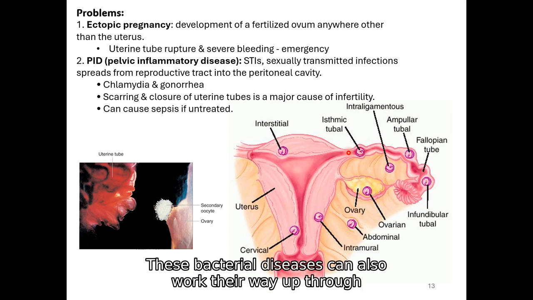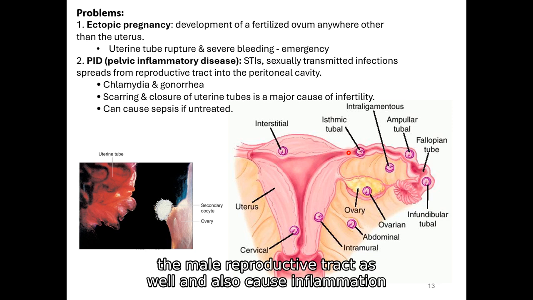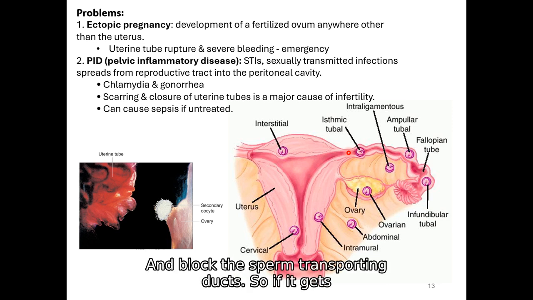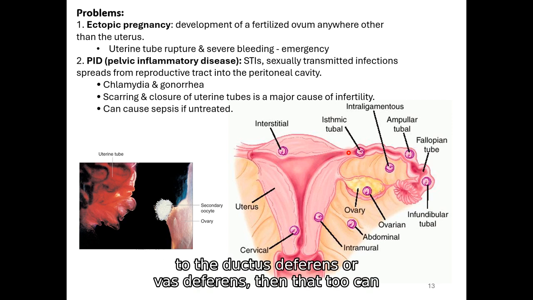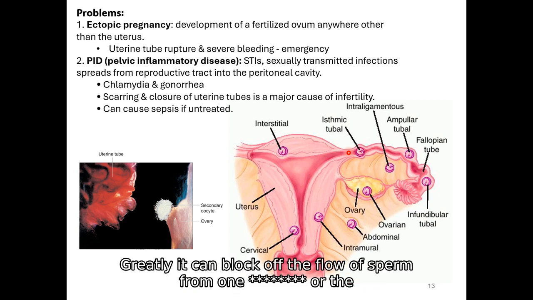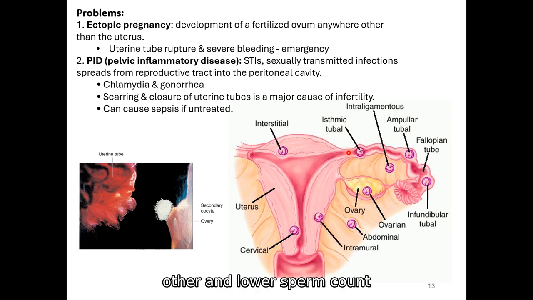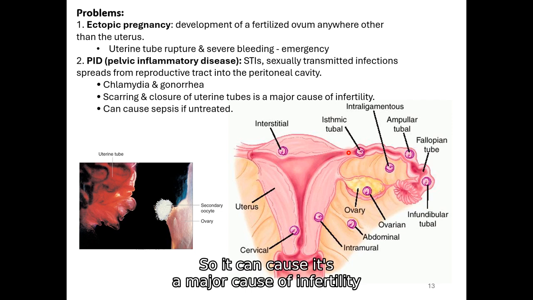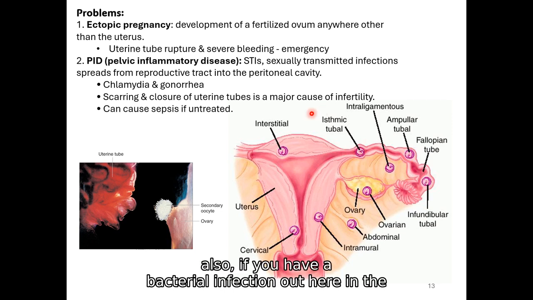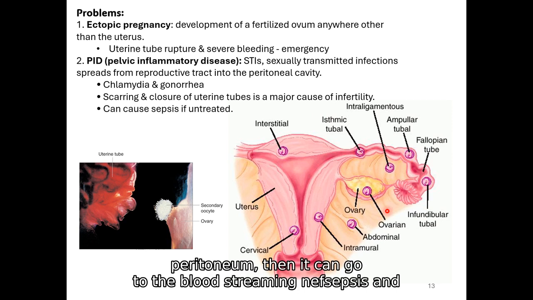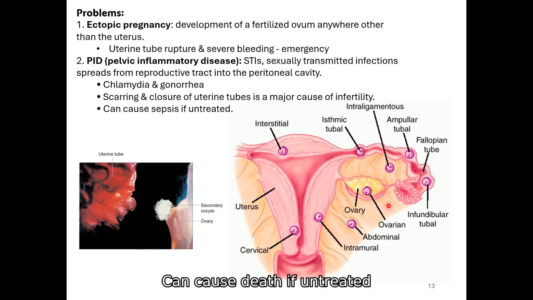These bacterial diseases can also work their way up through the male reproductive tract as well, and also cause inflammation and block the sperm transporting duct. So if it gets to the ductus deferens or vas deferens, then that too can block off the flow of sperm from one testicle or the other and lower sperm count. So it's a major cause of infertility. Also, if you have a bacterial infection out here in the peritoneum, then it can go to the bloodstream. You can have sepsis and can cause death if untreated.